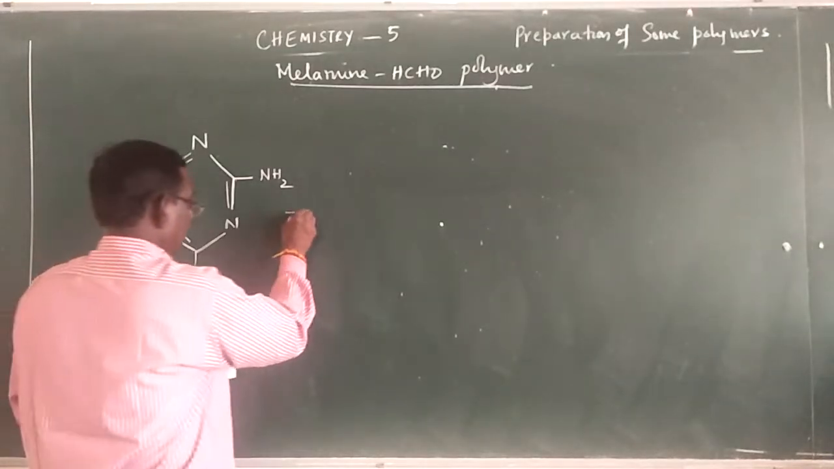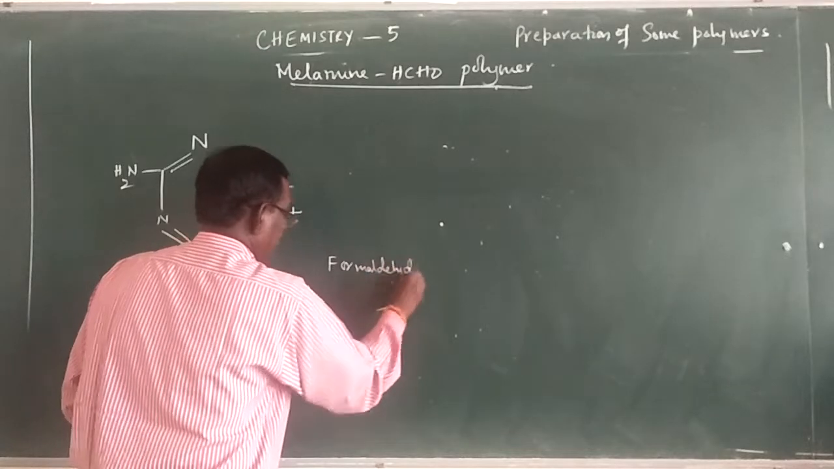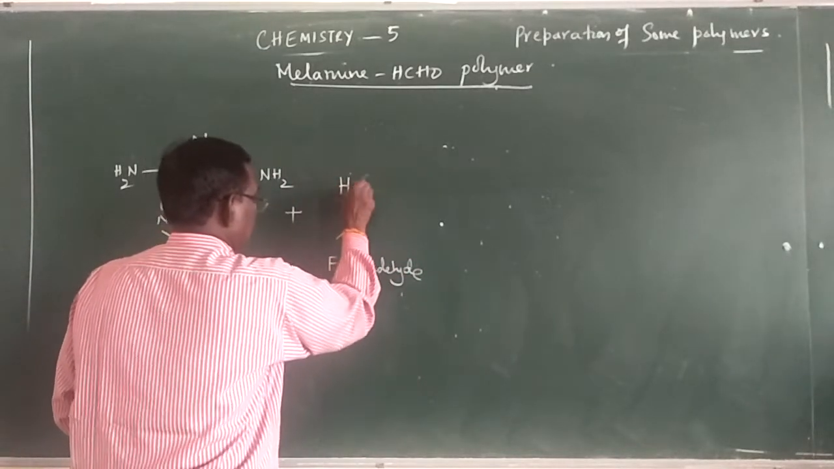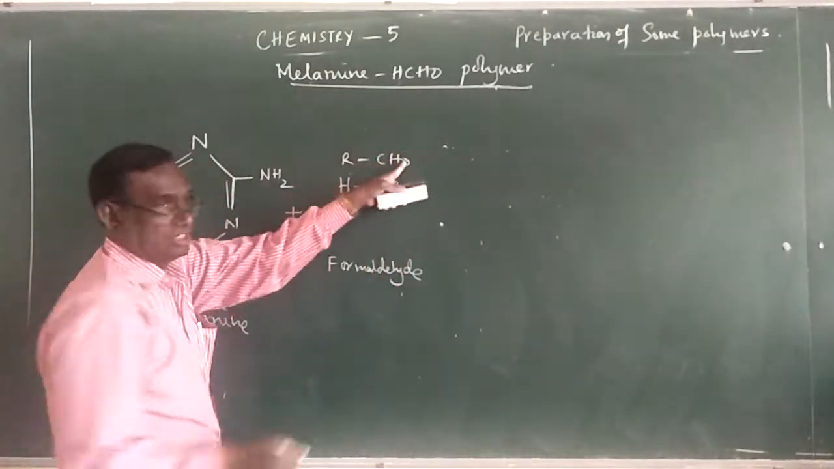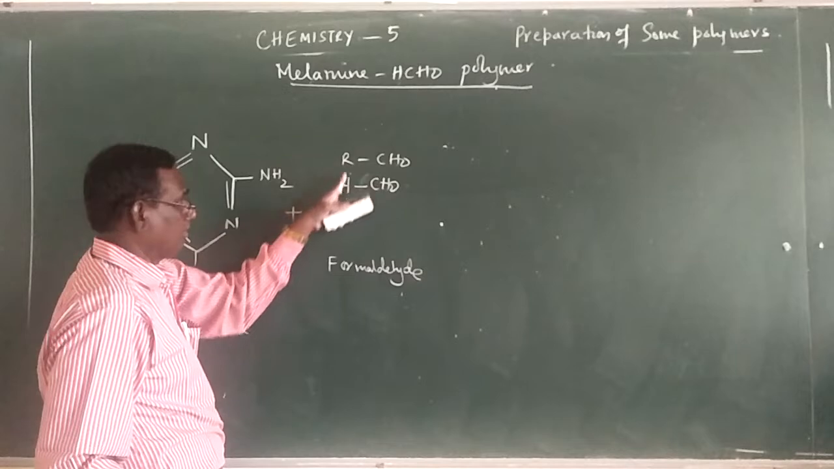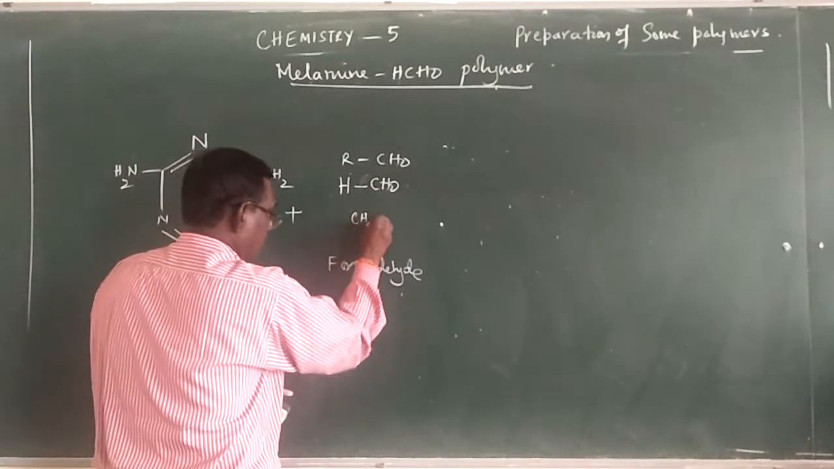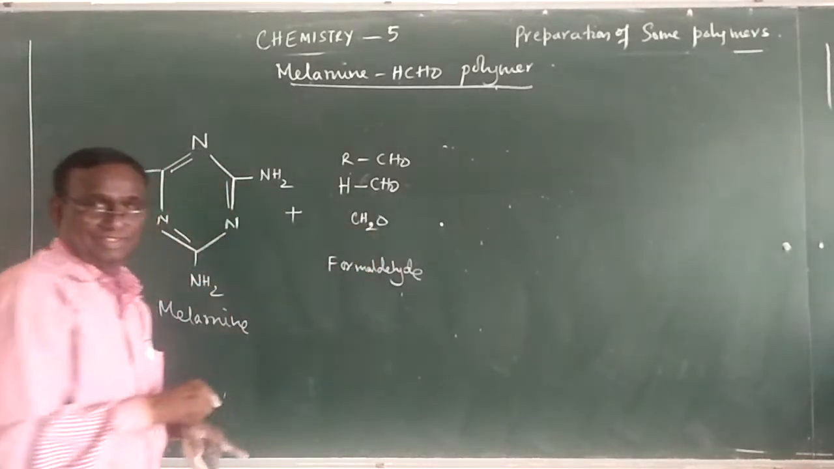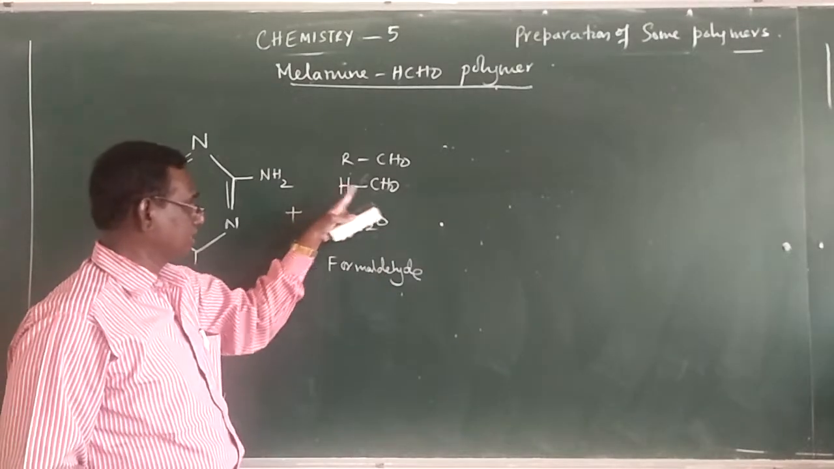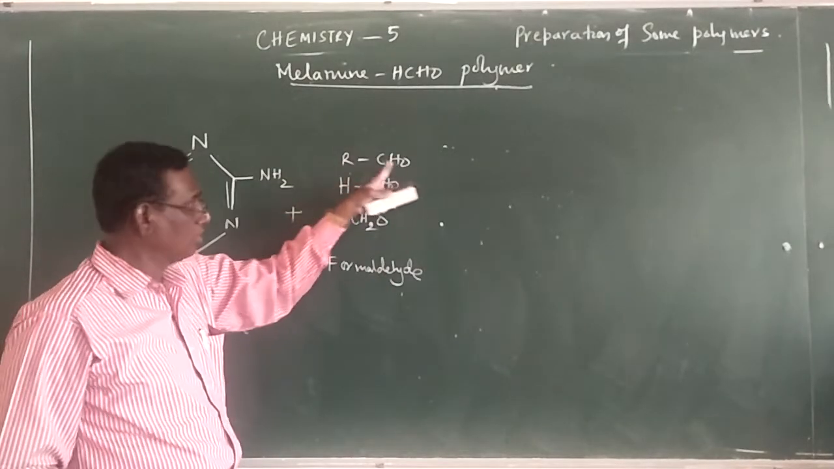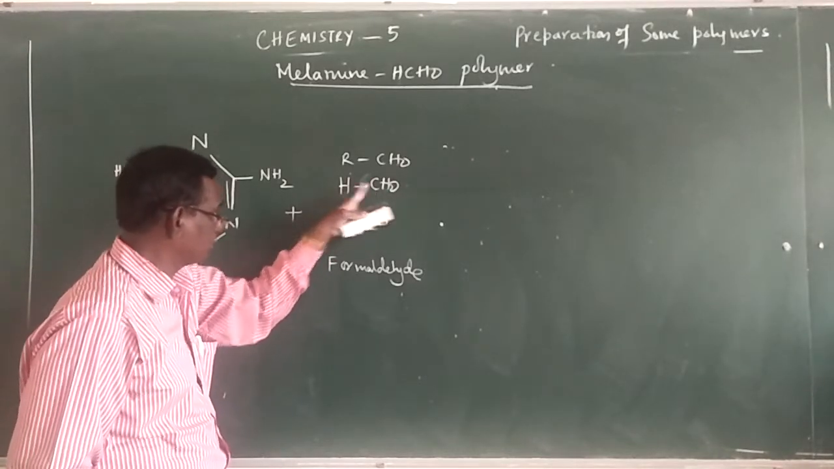Then what is the formula for formaldehyde? The formula is HCHO. The aldehyde formula is RCHO, and for formaldehyde, R means H. So HCHO can also be written as CH2O. So this is melamine, and this is formaldehyde. Instead of R, you have to write H, therefore HCHO is also written as CH2O.